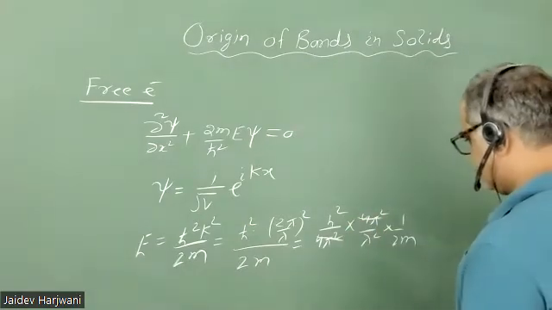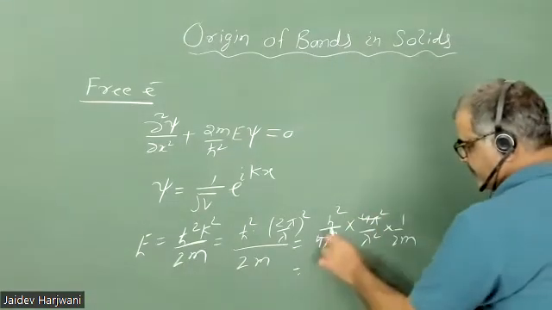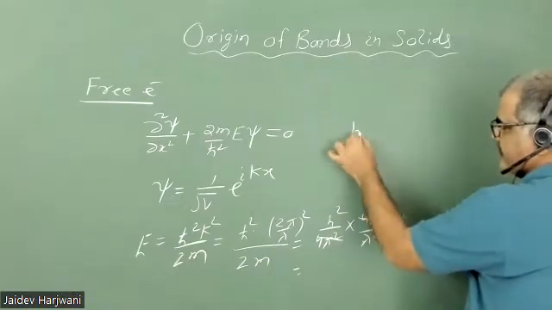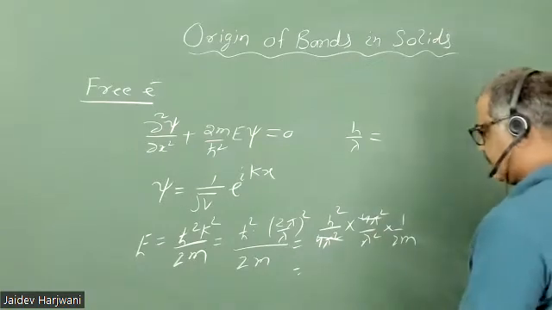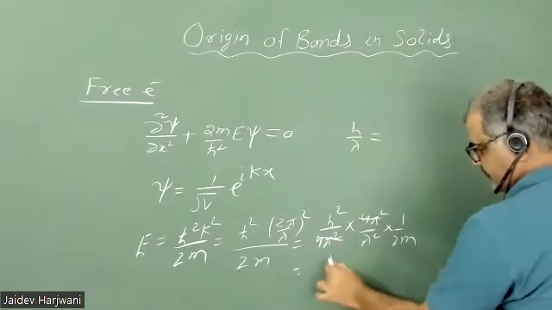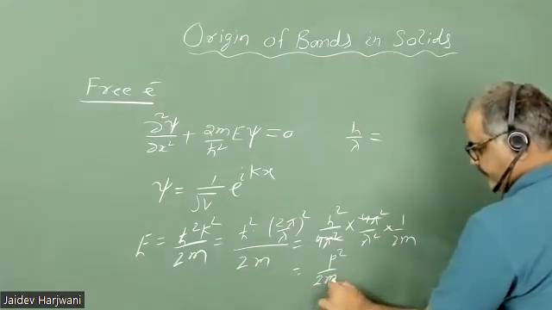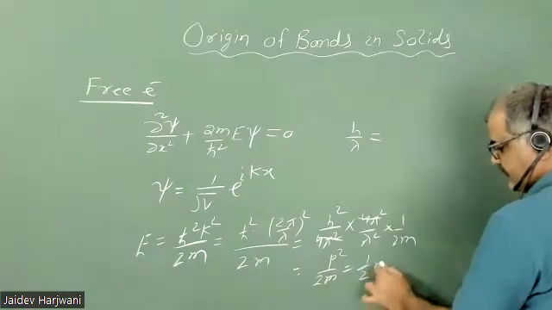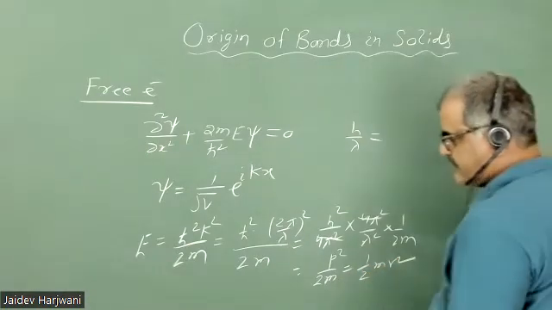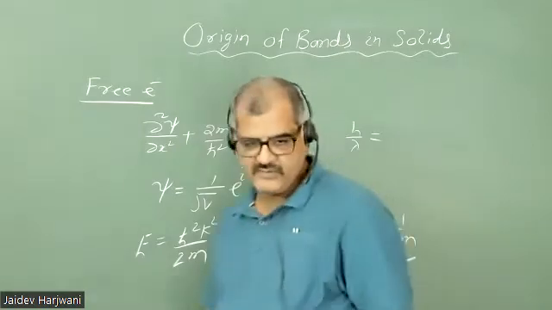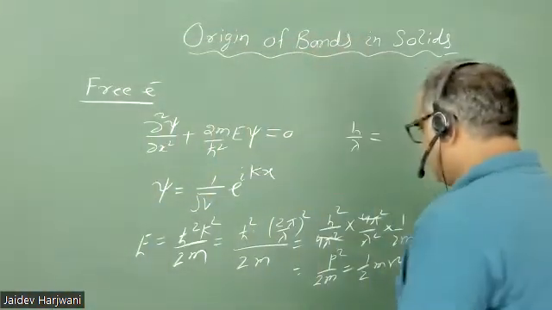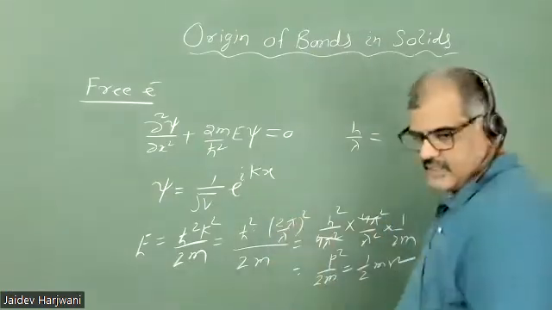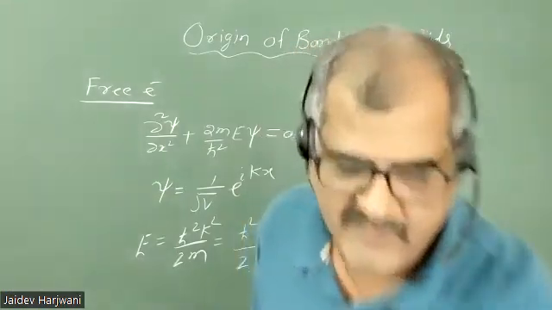Now if you put h by lambda, what is the value of h by lambda? It is p. This becomes momentum, so this becomes p square by 2m, which is half m v square. That means kinetic energy. We have kinetic energy and don't have potential energy. That means your particle is free, and k also can have any value.